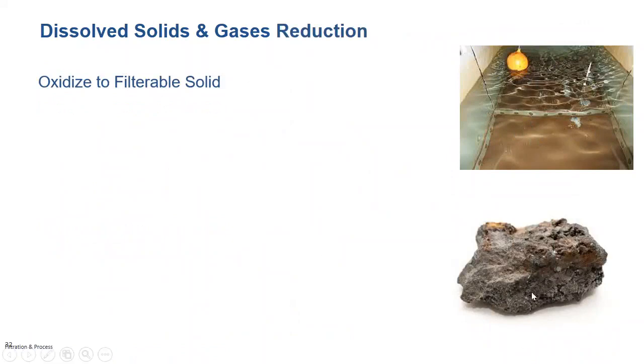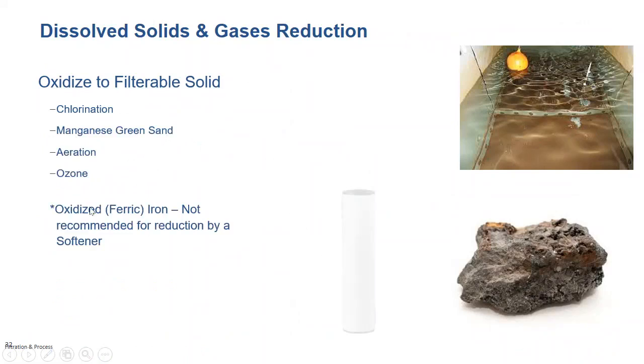This is a chunk of manganese with a bunch of other stuff mixed in. It's a black precipitate. This is the stuff that barnacles up inside of galvanized plumbing quite often. And we can do this oxidation via various different methods: chlorination, manganese green sand, which has permanganate on it as the oxidizer, aeration, ozone. We can oxidize ferric iron, not recommended by reduction by softener.